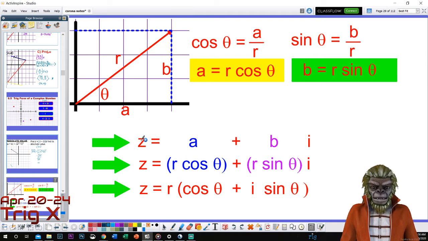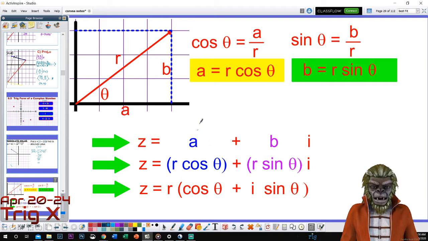So z is a plus bi. We knew that from the previous problems that we've done. Now instead of a, I'm going to put r cosine theta. Well, where did I get that? Right here, I know that cosine is adjacent over hypotenuse, so that would be a over r. If I solve for a, I would just multiply both sides by r to get this yellow box. Over here, I know that sine is opposite over hypotenuse, so that would be b over r. Then if I multiply both sides by r, I would get b equals r sine theta.